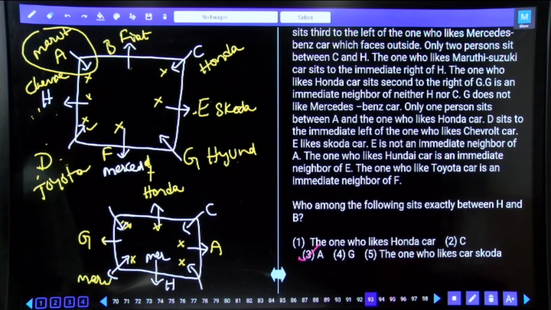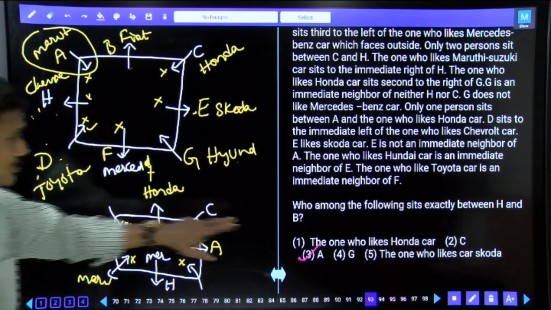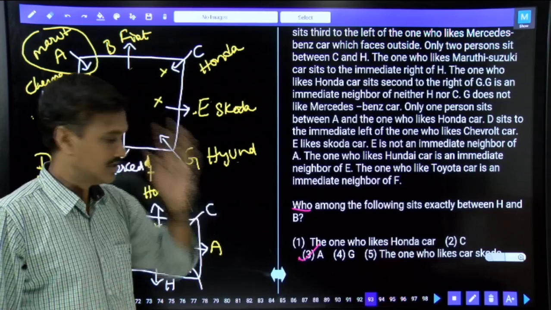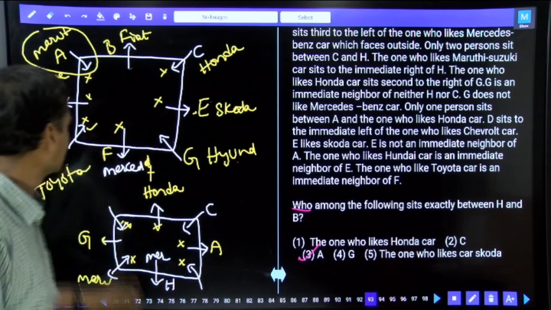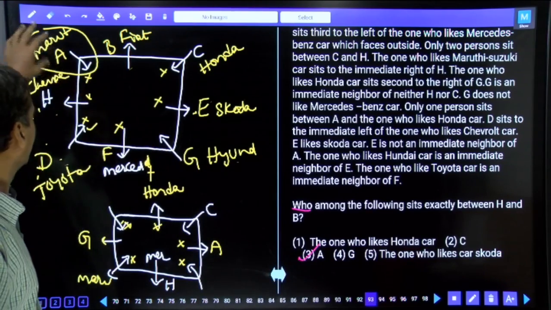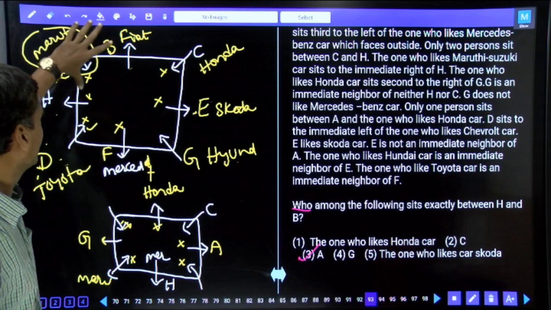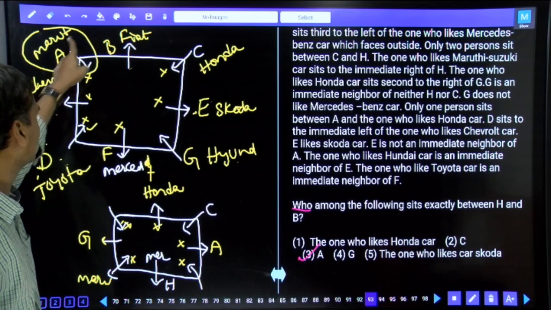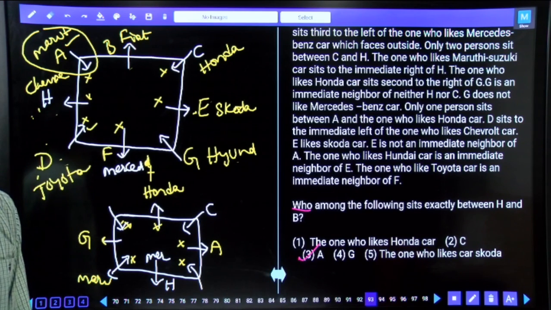Okay, P and Rao. Here it is asking about a single person. Maybe your doubt is that G could also be one of the answers, because G is equidistant from these 2 persons, isn't it? Between these 2, this is also one of the answers, whereas here it is asking about a single person. Who is that person? A, the Maruti. Done with this?